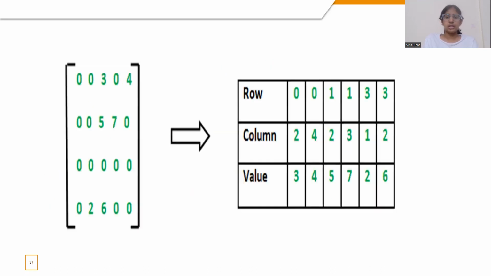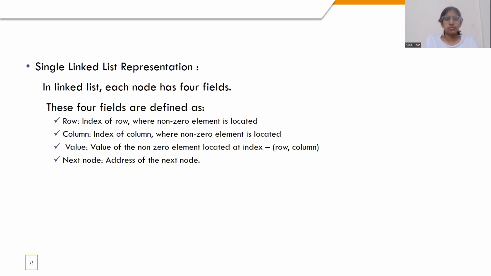Here's an example for the same. So as we can see in the first row that's pointing to 0, column is 2 and value is 3. That is basically the first non-zero element in the given matrix on the left-hand side.